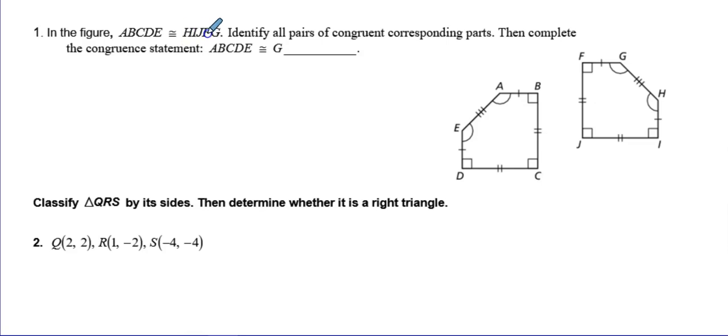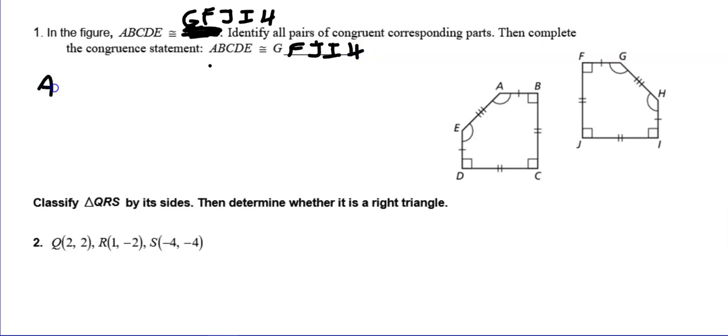okay, this is just actually goofy. Now that I look at it, I don't know what happened, but this doesn't make sense because that is not the order they match up. And there's really no reason for this latter part, but we'll just do it now. So it actually should be ABCDE is congruent to GFJIH. So G, F, J, I, H.